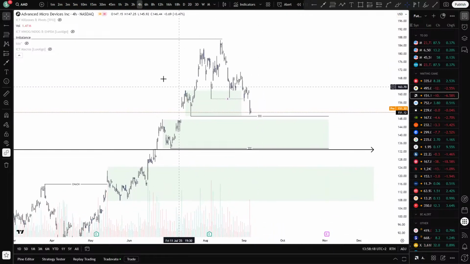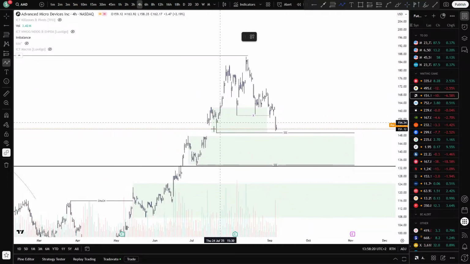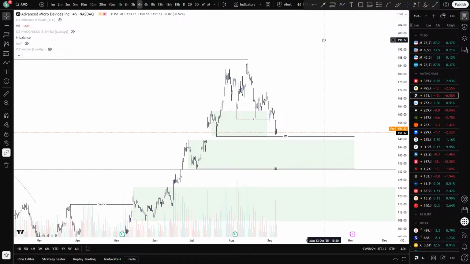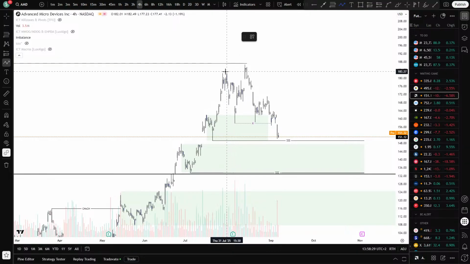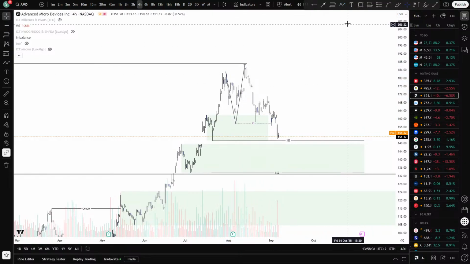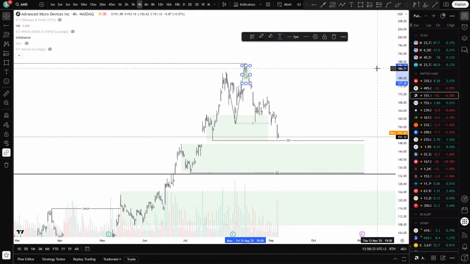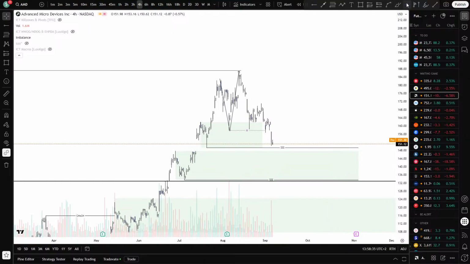For me, this was the first zone to look at, because this was your first demand in this up move. As you can see, we got a reaction from it towards the upside, just like all the other charts, getting in buyers.